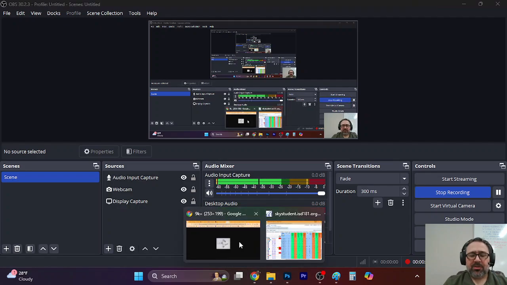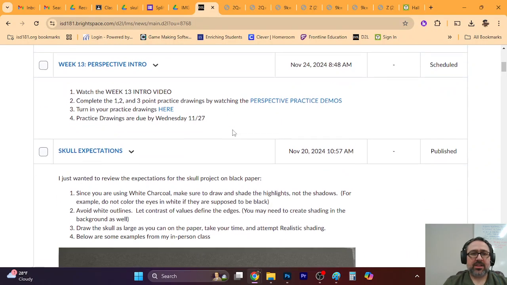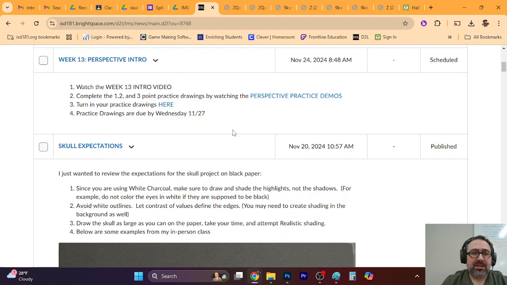Okay, guys, we're going to do the intro here for week 13. So, week 13 we're going to start something called perspective. This is a way that we can draw things and create the illusion of distance and make things look three-dimensional. It's a very common practice, and it's a very good thing to understand, right?